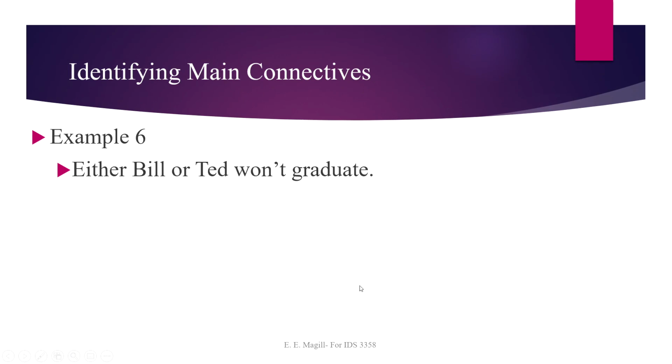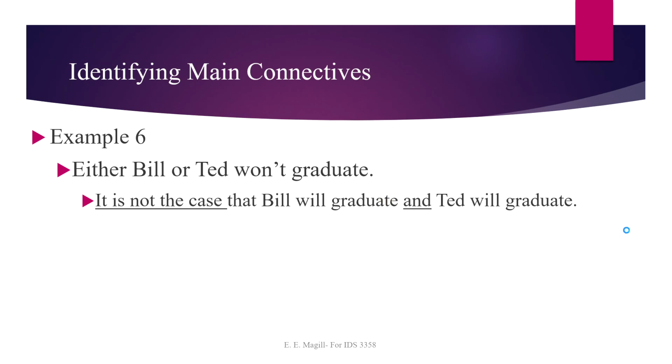So now let's look at another example involving negation. And this one is "Either Bill or Ted won't graduate." And there are two different ways to symbolize this type of sentence, where what we're saying is it's not the case that both of them will graduate. And the first way is to take it like that. It's not the case that both Bill and Ted will graduate, which we take as "it's not the case that Bill will graduate and Ted will graduate."